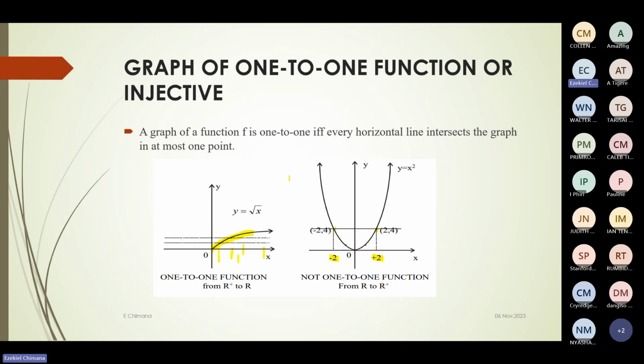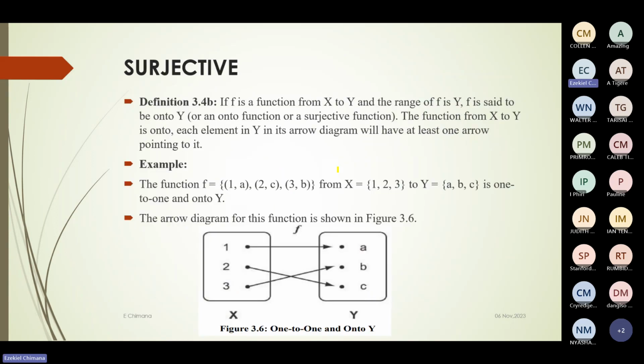So we end up having -2 and 2 pointing to one value on the y side, which means it is wrong for a one-to-one function. We only want one value to point to a corresponding one value, not two values pointing to the same value. It's not a one-to-one function. Let's talk about the surjective or onto function.